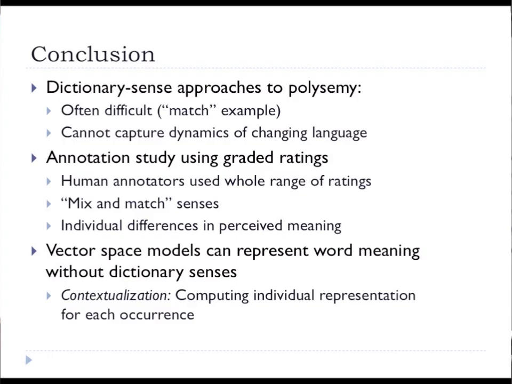So what I've been talking about, in conclusion, is that dictionary sense approaches to polysemy are often difficult. And we did an annotation study using these graded ratings, where we found that human annotators used the whole range of ratings. They mixed and matched senses, and we saw individual differences in the perceived meanings. I've been proposing to use vector space models to represent word meaning without the dictionary senses. So contextualization means computing individual points in space for each occurrence.